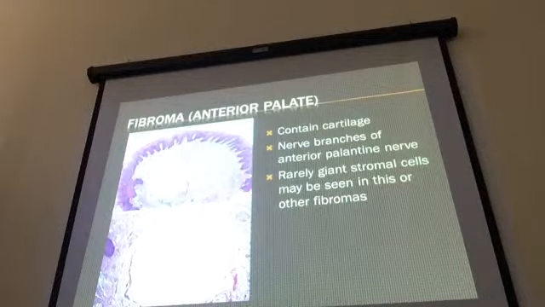There's another type of fibroma that occurs on the anterior palate. It has the same name, but a little different pathology because it has cartilage in it, and also may have nerve branches. Occasionally, in either one of these types of tumors, we can see very large giant cells, stromal cells, that have a little bit of atypia. But usually that's just a reactive process, not a cause to think of malignancy.